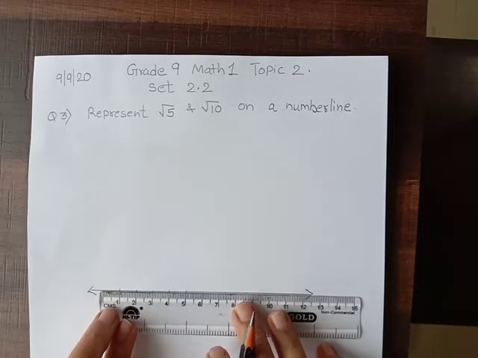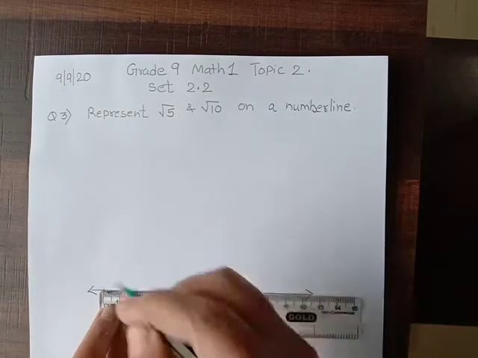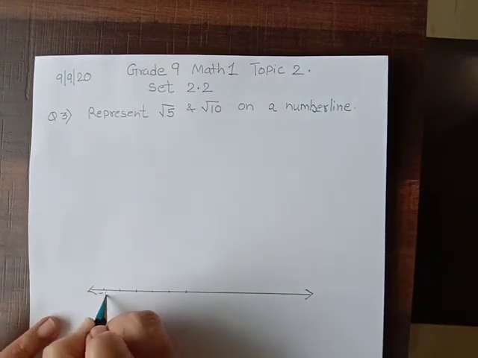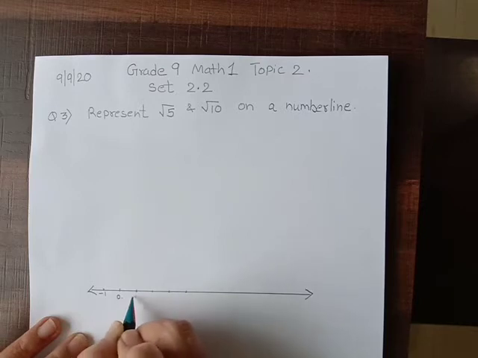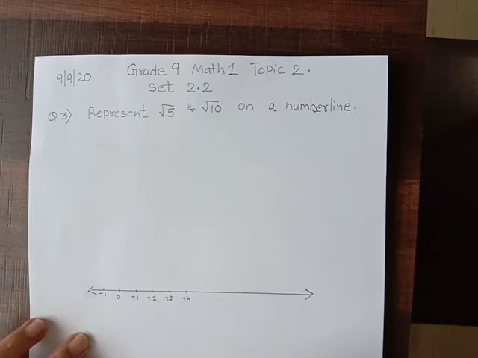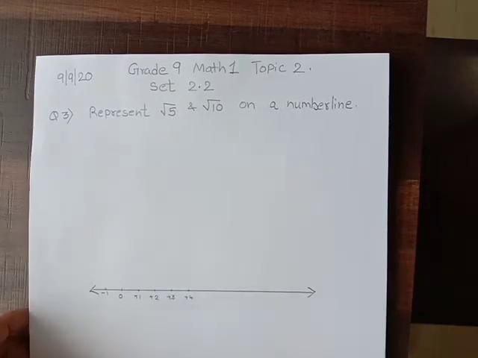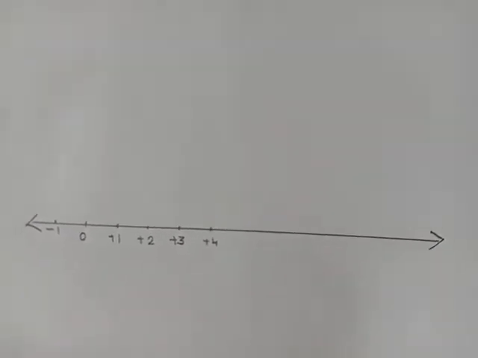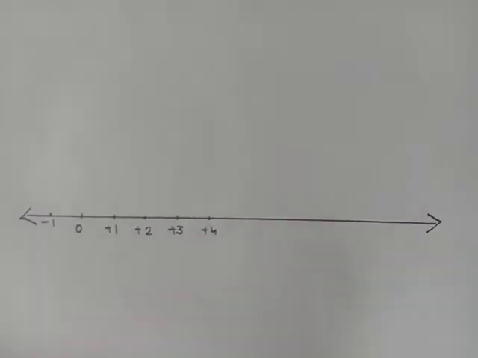And here it will be -1. We are representing this on number line. So this is your -1, 0, +1, +2, +3 and +4. I'll just zoom it for you and show. Like this I have done marking on the number line. Okay. Now let us proceed.